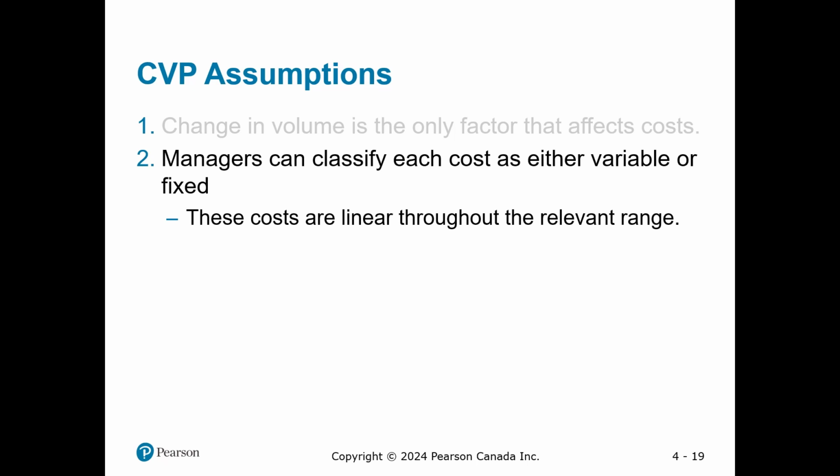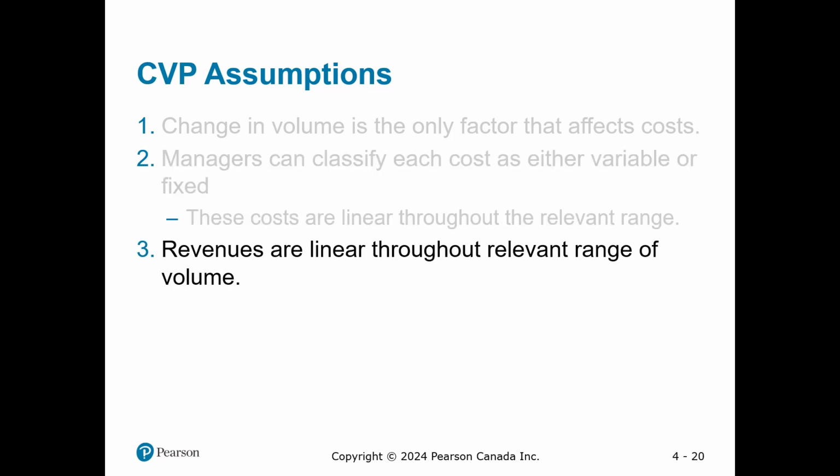Again, we know that this is not true in real life because costs can be mixed in a way that is not easy to tease apart. But again, to allow CVP analysis to work, we assume that all costs can be categorized into variable or fixed, and both of them are linear. We assume that revenues are linear, meaning that the selling price per unit does not change in the relevant range. Now, in real life, revenues per unit may change. We could have a sale or we could have a discount to match a competitor's price. But for CVP analysis, we assume this does not happen.